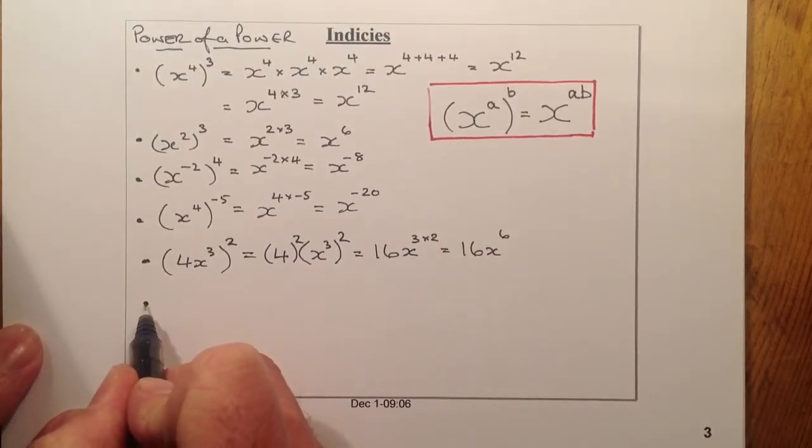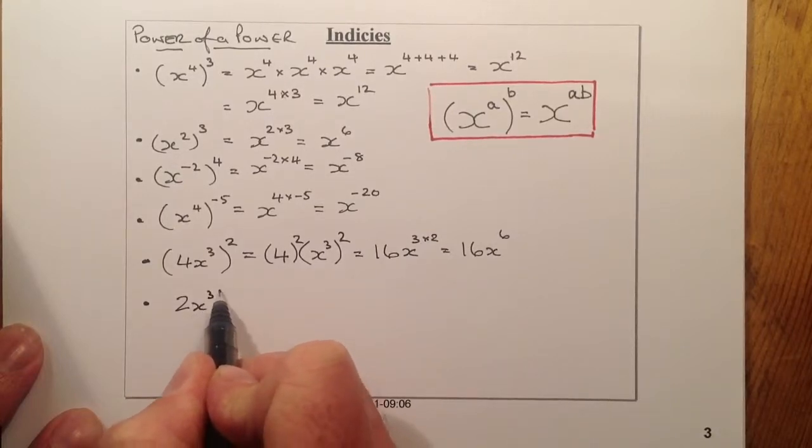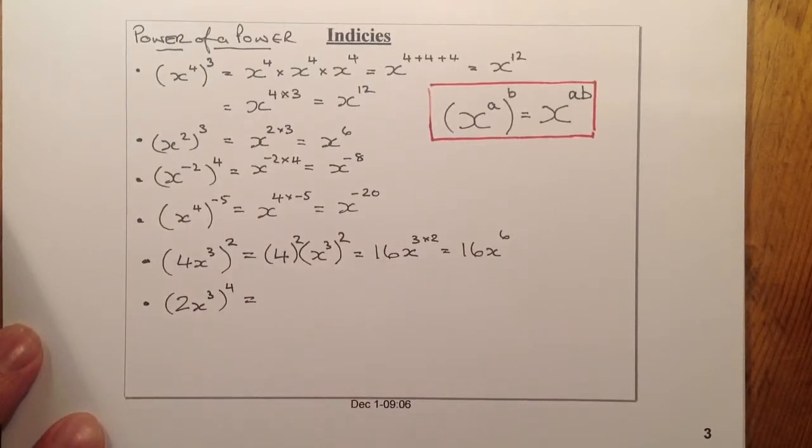Let's look at another one similar again. I'll write it down. So we've got 2x cubed, and that's to the power of 4. I'll give you a second to try and work that through.